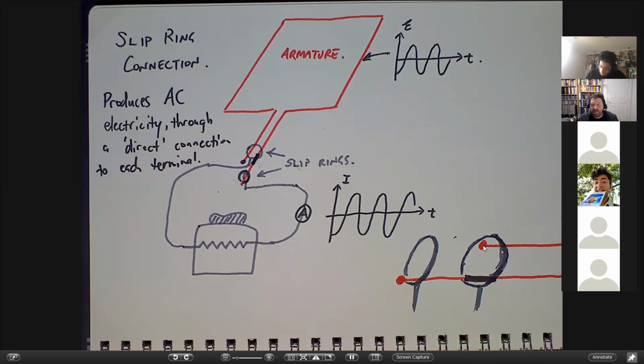For at least a couple of weeks, you're going to get these two confused. Slip ring, split ring. They're very similar names. But the way to remember it is slip ring is the one where it slips through. So the long arm slips through the short arm, the first.